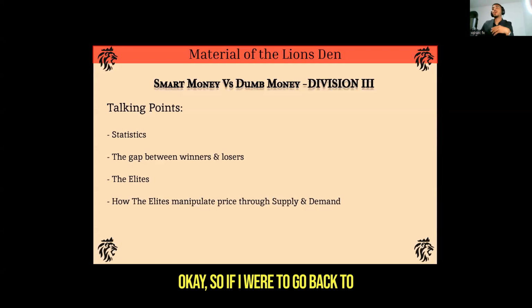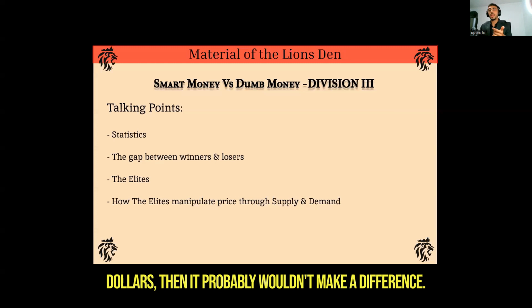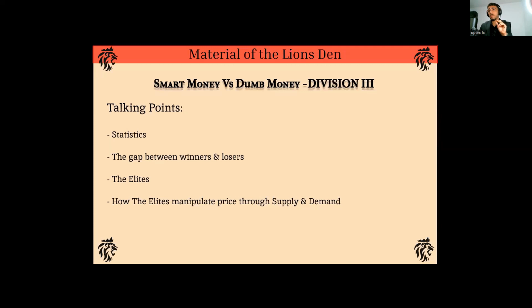So if I were to go back to December 1st and long it with, say, $1 million, then it probably wouldn't make a difference. But with large sums of money, then it's going to make a difference. Okay?